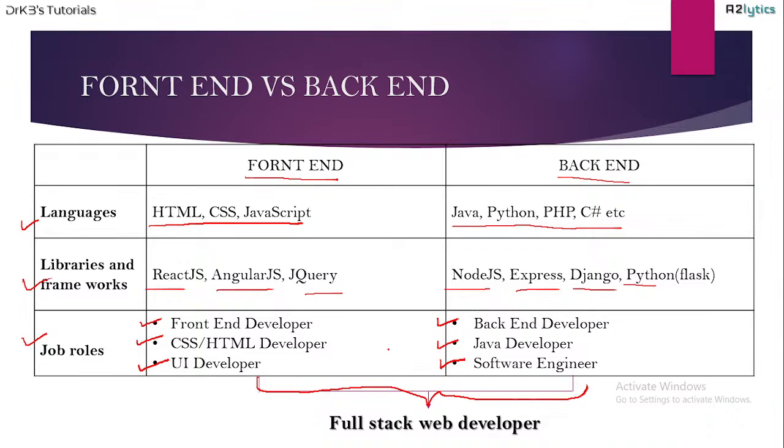So in order to become a full stack web developer, you must know front-end languages, scripting languages, back-end languages, also front-end frameworks, back-end frameworks. You must know the DBMS skill: how to create a database, how to manage data, how to store the data, how to retrieve the data. Then and only then you will be called a full stack web developer.